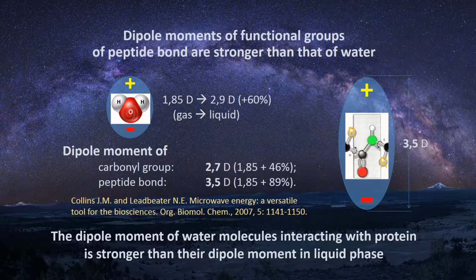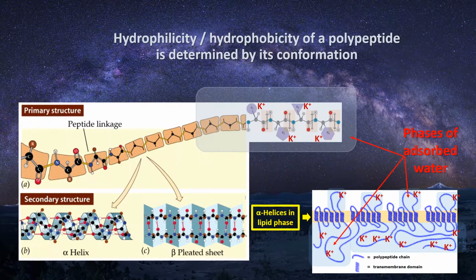As a result, an adsorbed water phase is formed on the polypeptide backbone of a protein with stronger hydrogen bonds than in adjacent bulk water. This slide shows that the adsorbed water phase can be formed only on those regions of a protein that are free from secondary structures. In the secondary structures, peptide functional groups are involved in intramolecular linkages and are not available for interaction with water. Therefore, these structures have a hydrophobic character.